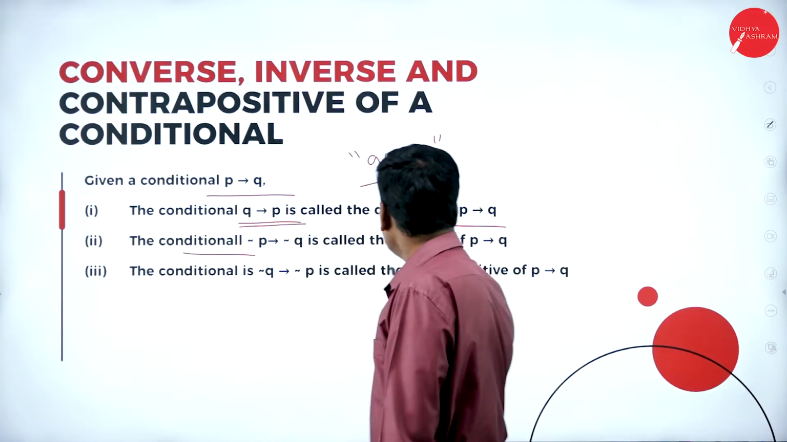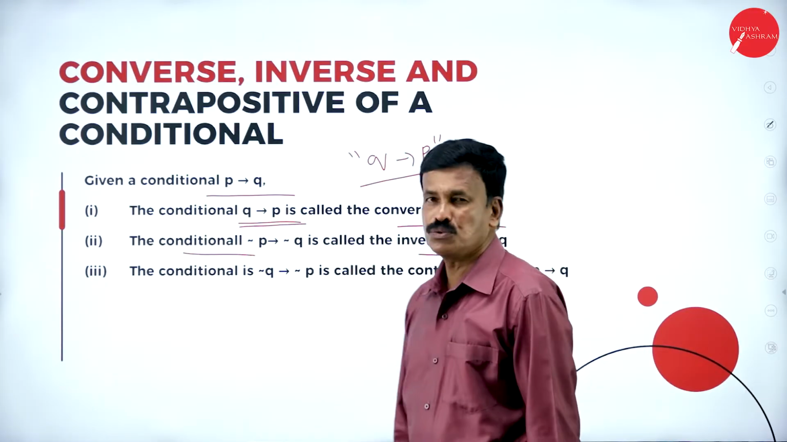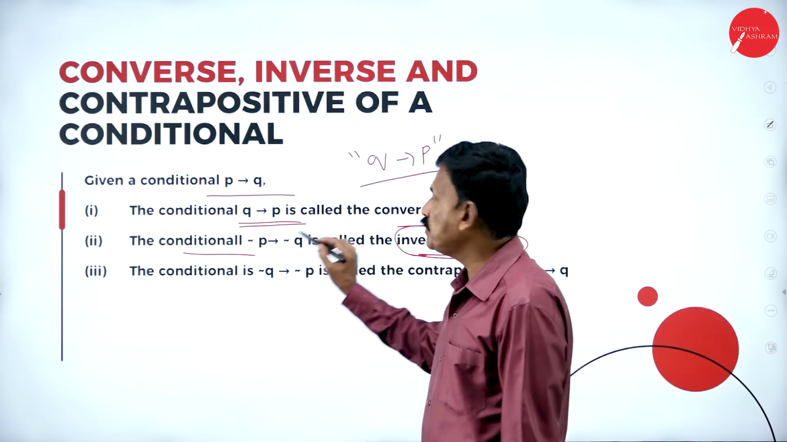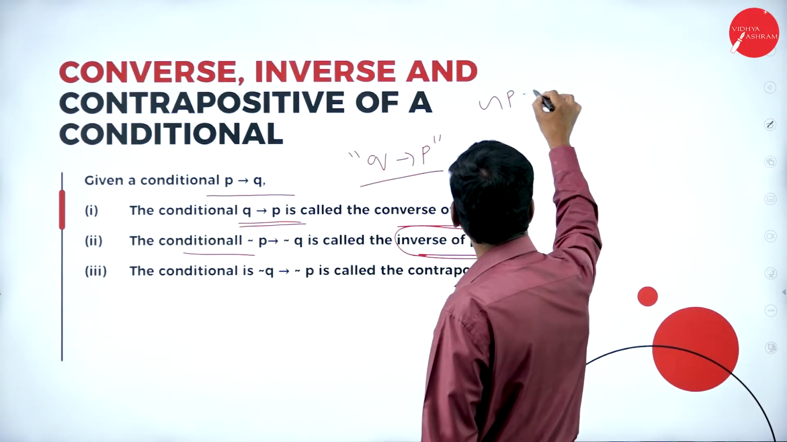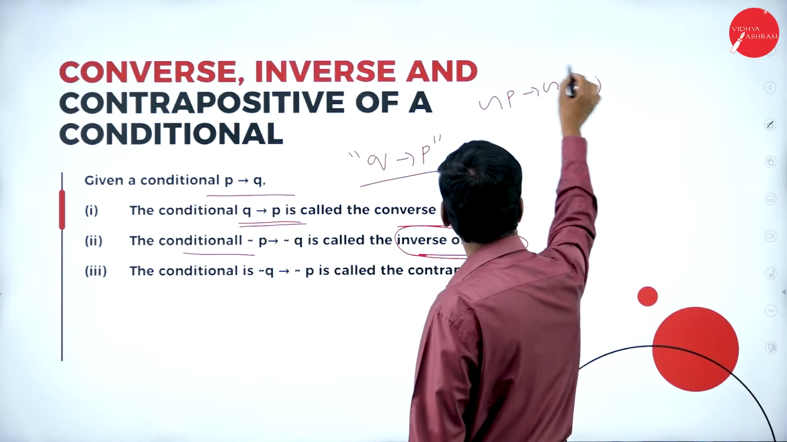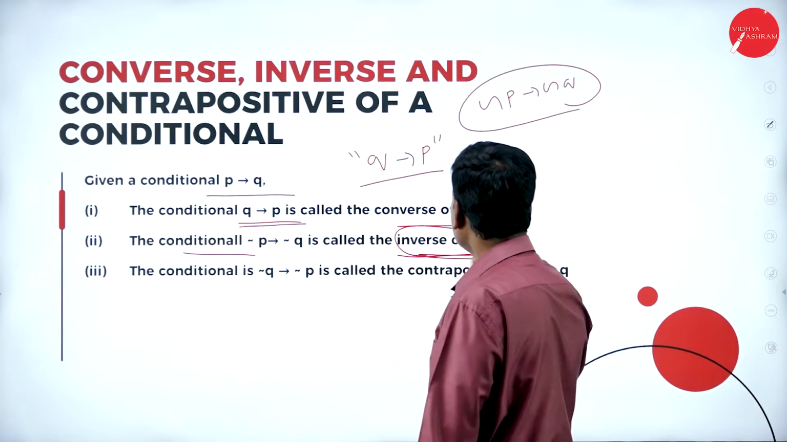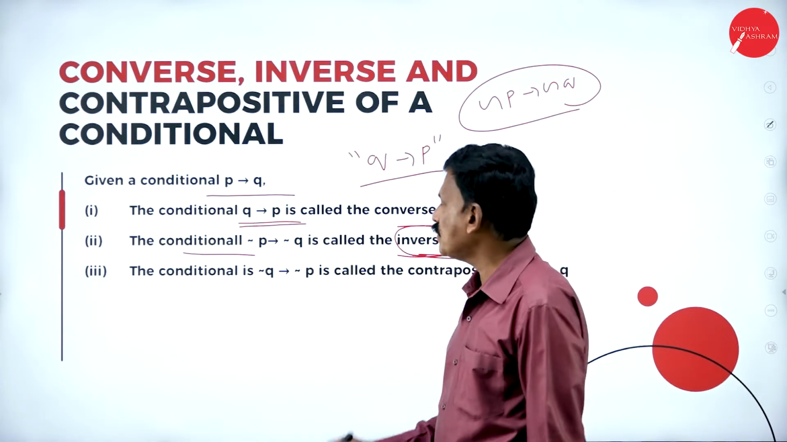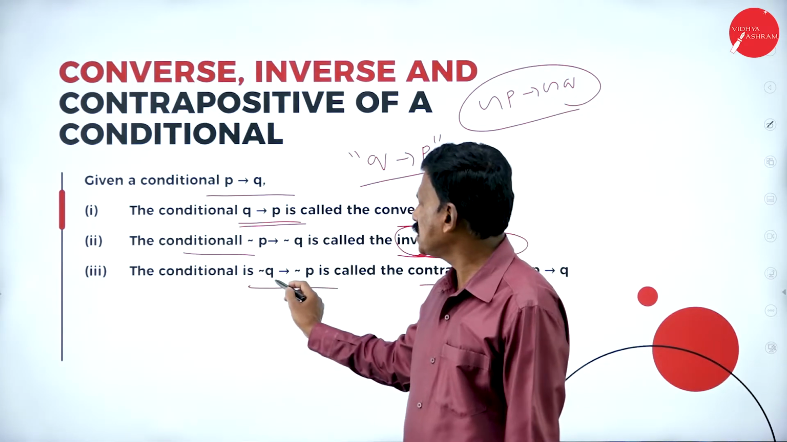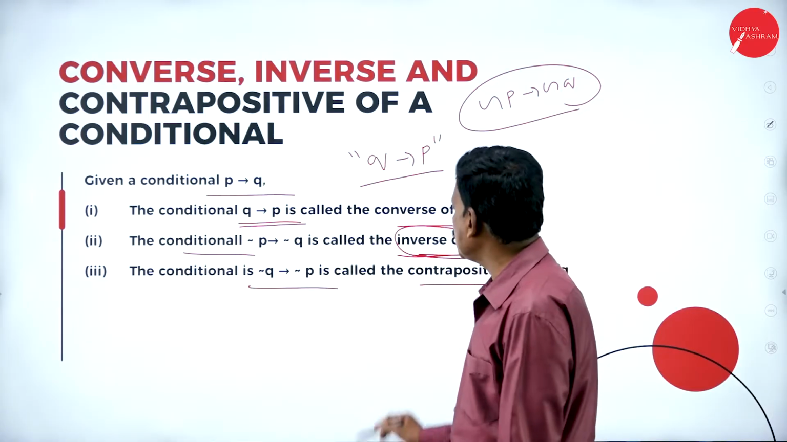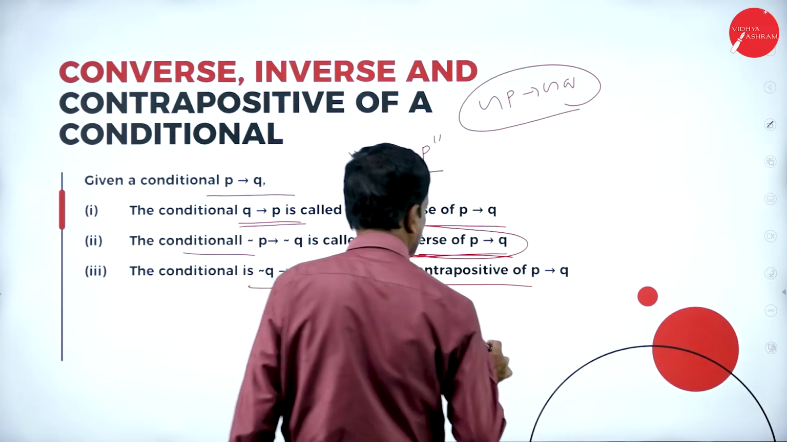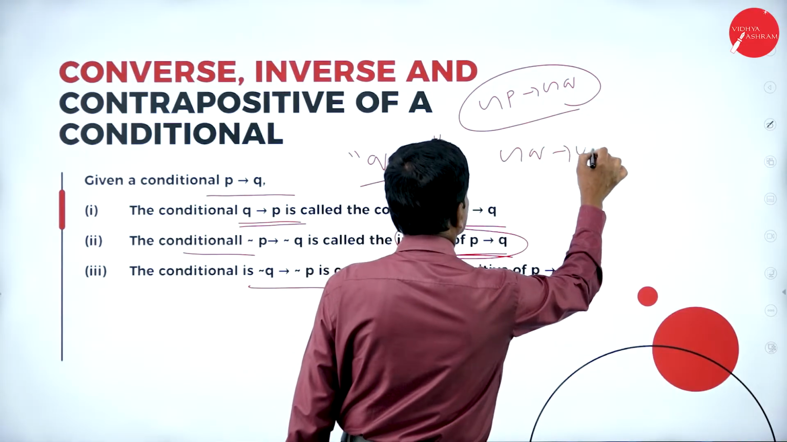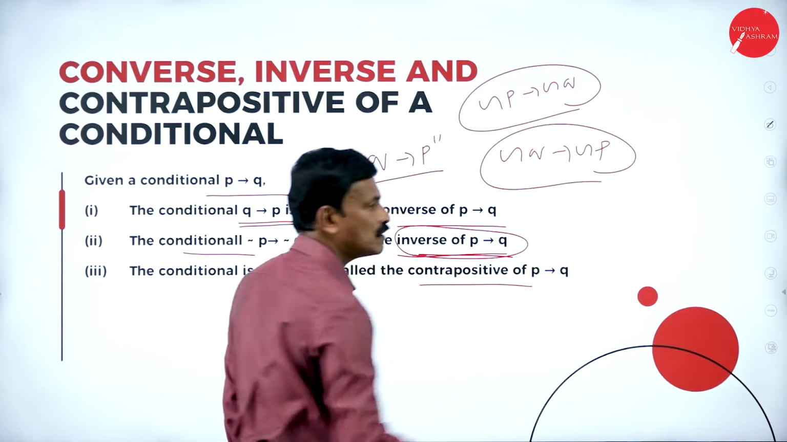What is the inverse of this conditional P conditional to Q? The conditional negation P conditional to negation Q is called the inverse of P conditional to Q. And finally, what is the contrapositive? The conditional negation Q conditional to negation P is called the contrapositive of P conditional to Q.